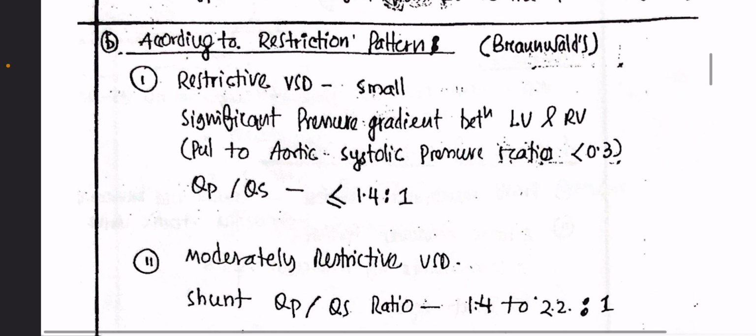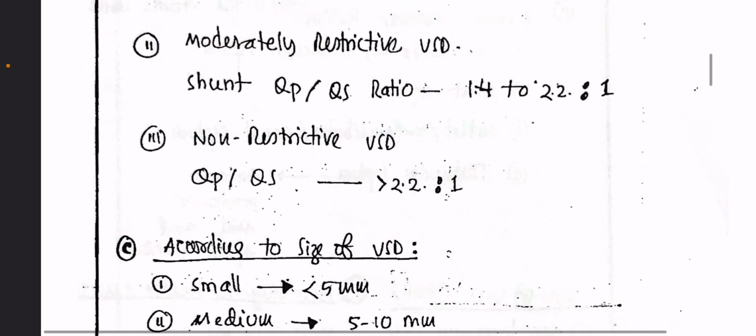According to restriction patterns, VSD is divided into restrictive VSD, that is small, with a significant pressure gradient between LV and RV, pulmonary to aortic systolic pressure ratio less than 0.3, QP:QS ratio less than 1.4:1. Moderately restrictive VSD, here the shunt QP:QS ratio is 1.4 to 2.2:1. And non-restrictive VSD, where the QP:QS ratio is more than 2.2:1.